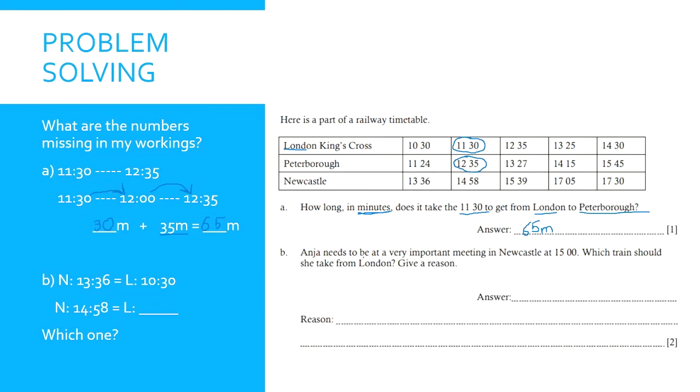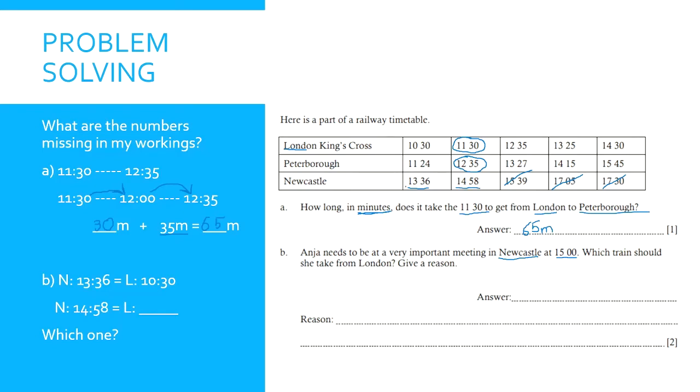So I'm looking back through my question thinking, well, Anja needs to be in Newcastle by 1500 hours or 3 p.m. So what I'm going to do is have a look down the bottom here and see which trains would get her into Newcastle before 3 o'clock. This means that these last 3 trains aren't going to be any good for her, but 13:36 and 14:58 could be good ones to go for.